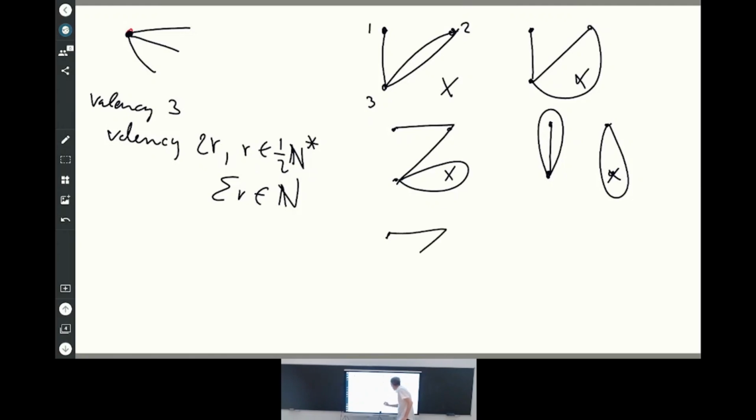Okay, so maybe you want to have this thing, a small loop. Yes, a small loop. Well, in this case, we consider that this vertex, in fact, has valency 1, because this small loop can get very small and be pulled inside the vertex if you want.